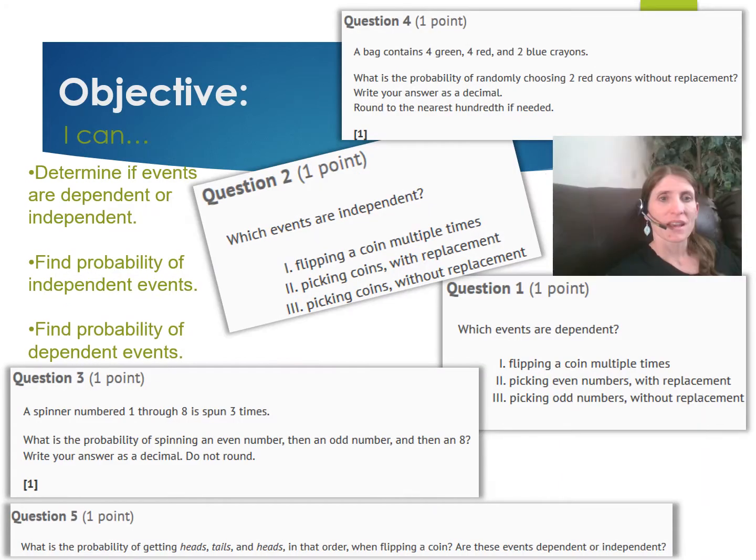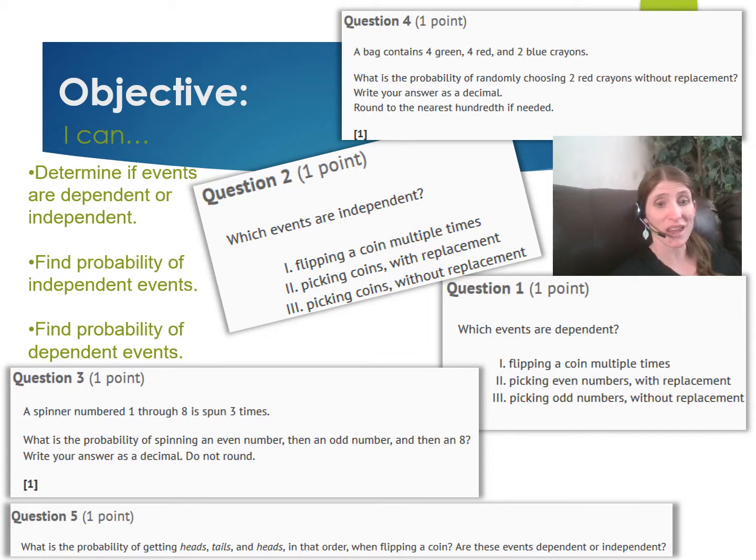All right. So today's lesson, 6.06. Our objectives: I can determine if events are dependent or independent. So that will be saying whether they're dependent or independent, just identifying them. Find probabilities of independent events and find probabilities of dependent events. So you will have questions that look like these on the board. Which events are dependent, which events are independent. And then you'll have questions where they're asking you to find a probability.